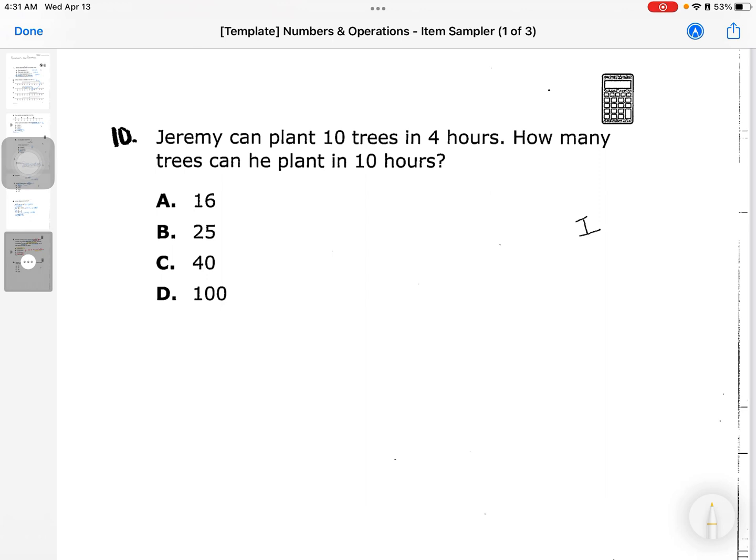Right. Number 10. Jeremy can plant 10 trees in 4 hours. How many trees can he plant in 10 hours? This is a great use of your proportion. So I'd like you to set up a proportion and solve.